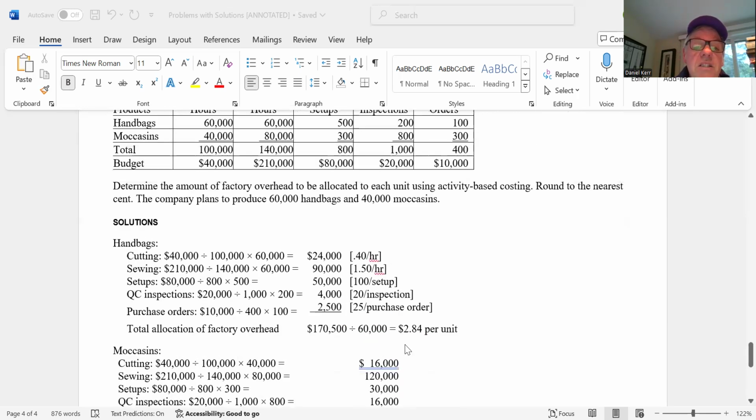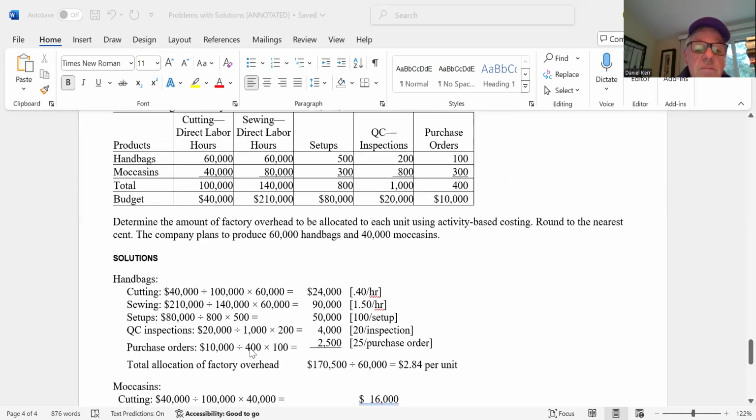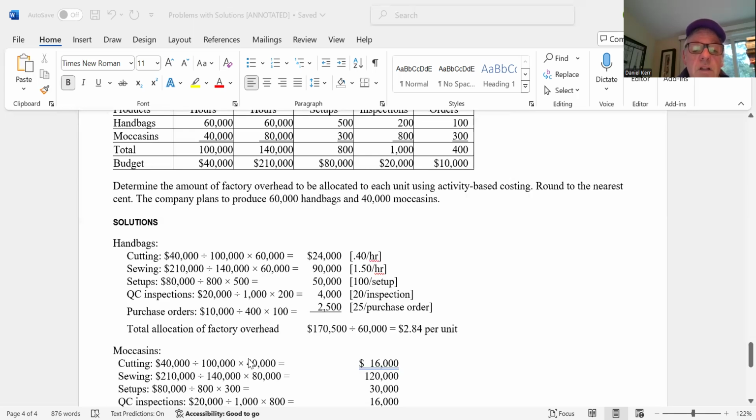With regard to moccasins, again, you had 40,000 was the total amount. You had 100,000 hours, but you only had 40,000 hours to make the moccasins. Multiply that out gives you 16,000. Sewing, you had 210,000, and you had total direct labor hours there of 140,000 multiplied by 80,000 for the moccasins. That gives you 120,000. Setups, you had total cost of 80,000 divided by 800, and then you had 300 setups for the moccasins. That gives you 30,000.